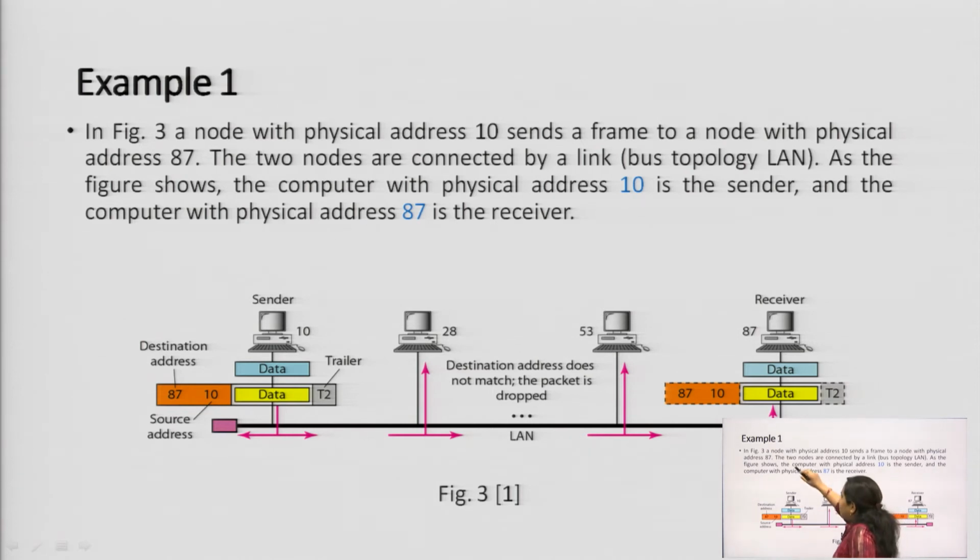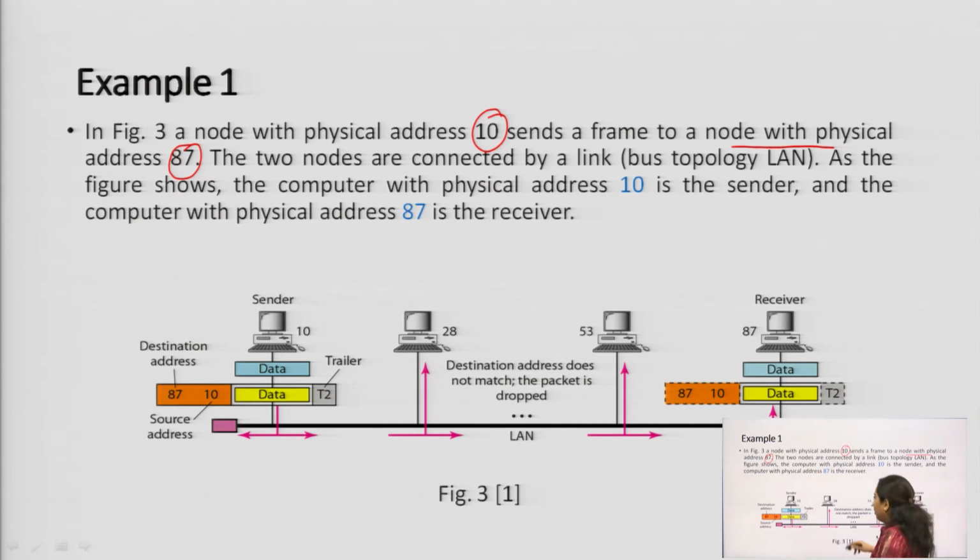Now, the first example is this one. This is in figure 3. First I am going to read the statement, then I am going to discuss it. A node with the physical address 10 sends a frame to a node with the physical address 87, which means the sender's physical address is 10. What is a physical address? A physical address is device specific. It is associated with the transmitter, receiver, whatever device is involved in communication. It may be a printer, a computer, a keyboard, a monitor or a scanner. So, the sender physical address is 10 and the receiver physical address is 87.